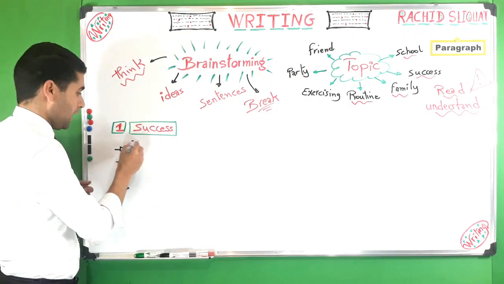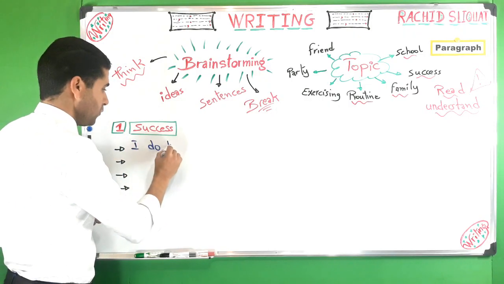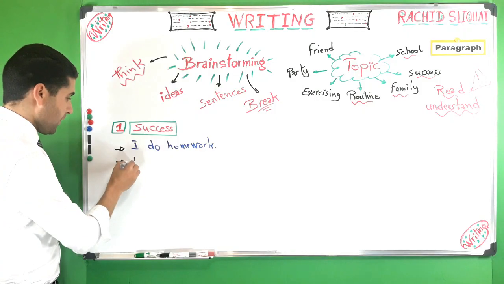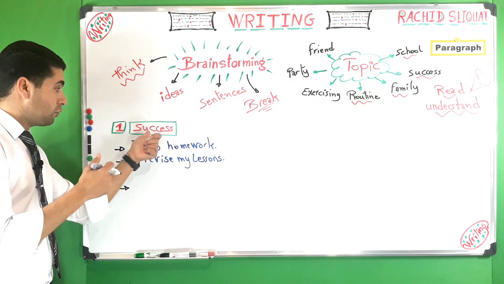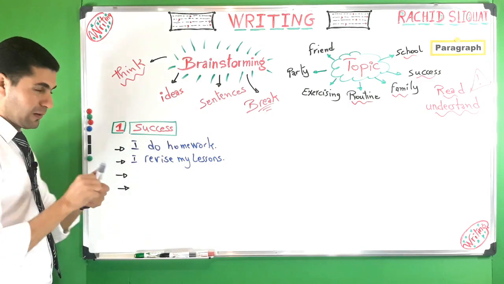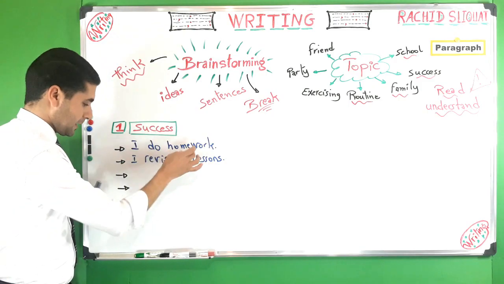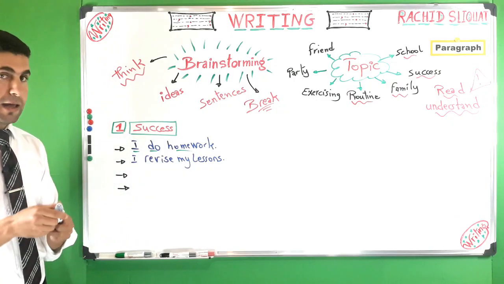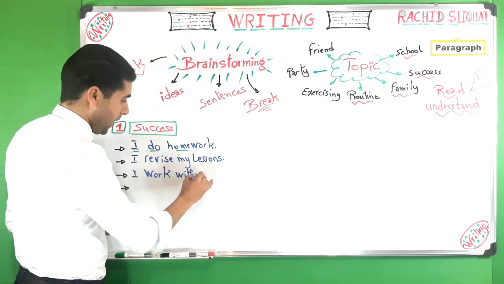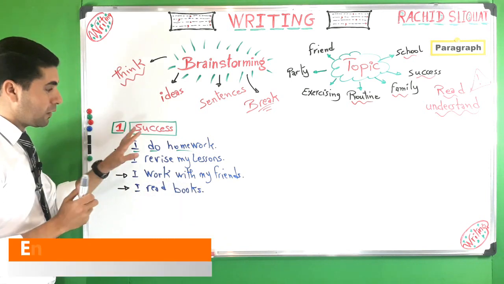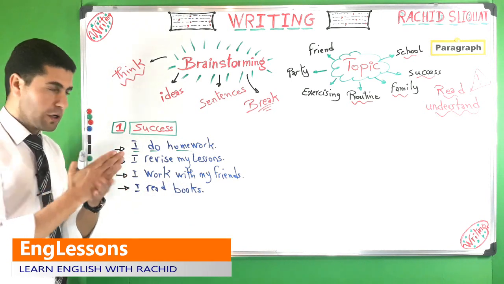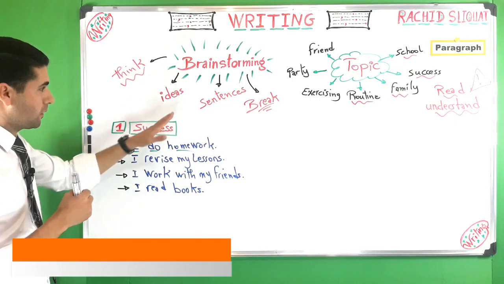For example, we can say, I do homework. I revise my lessons. This is another way to succeed. As you can see, subject, verb and object. We can also say I work with my friends. I read books. So as you can see here, what did we do? We broke this topic into ideas.